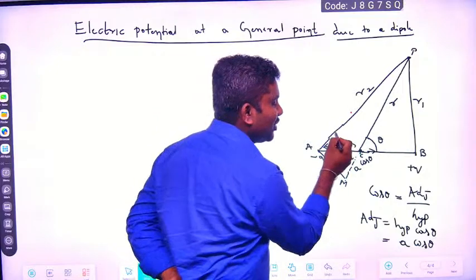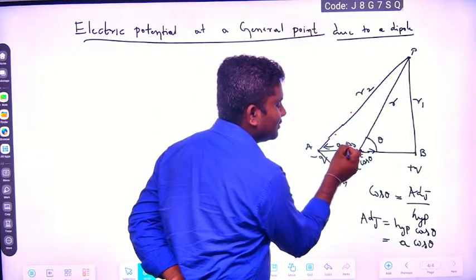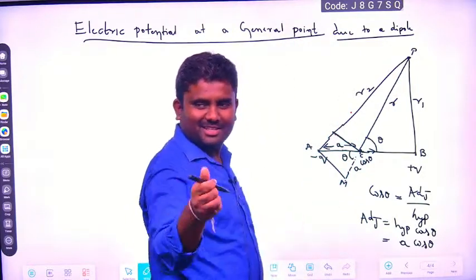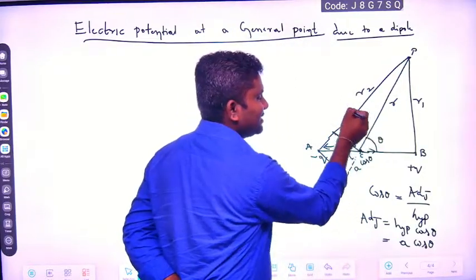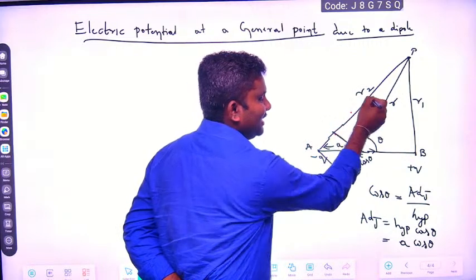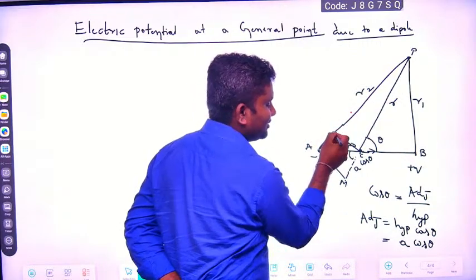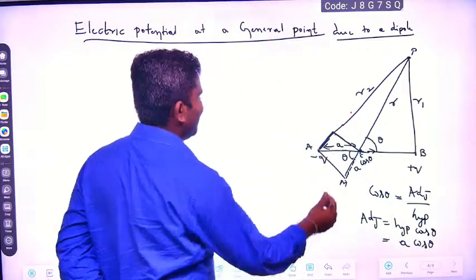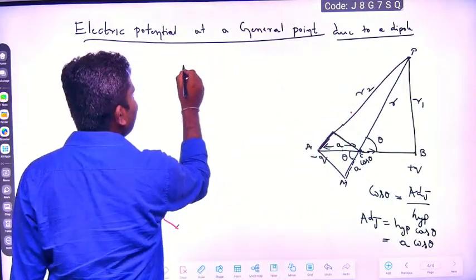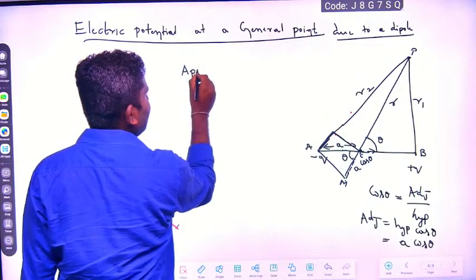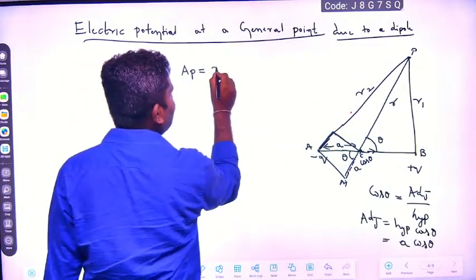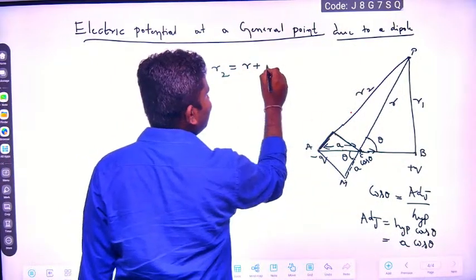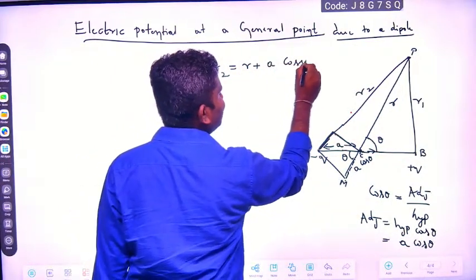Just draw a perpendicular foot. Correct, right? So till this and this are parallel. So till here it is R. Now this distance is what? Now you see the total distance, that is AP. AP is equal to R2, which is equal to R plus A cos theta. Very good. A cos theta.